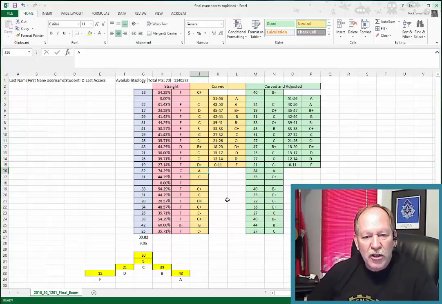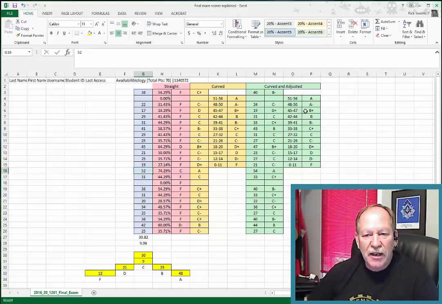So the way the adjustment worked then is since we already had an A, which was a 52, as you can see, 51 to 56 is an A, just over the top, there was a little bit of room for an adjustment, but only a 2-point adjustment.